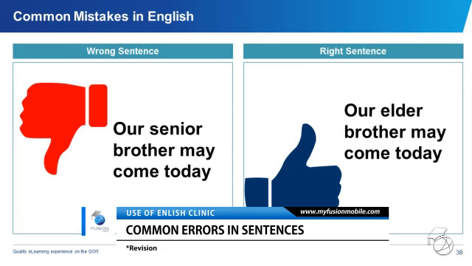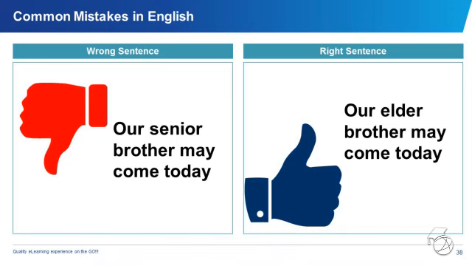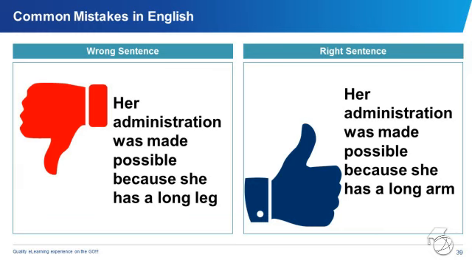A wrong statement is our senior brother may come today. But the correct one is our elder brother may come today. It is wrong to say our administration was made possible because she has a long leg. Rather, you say our administration was made possible because she has a long arm, not long leg.